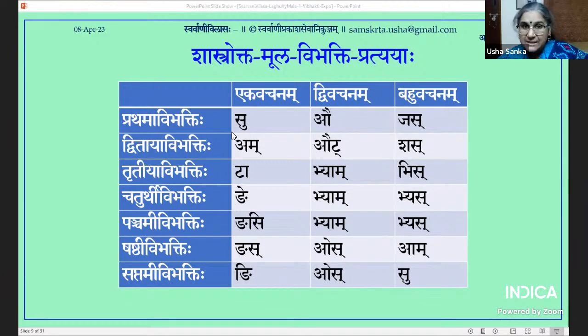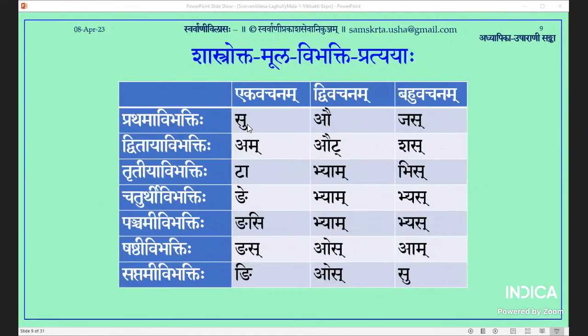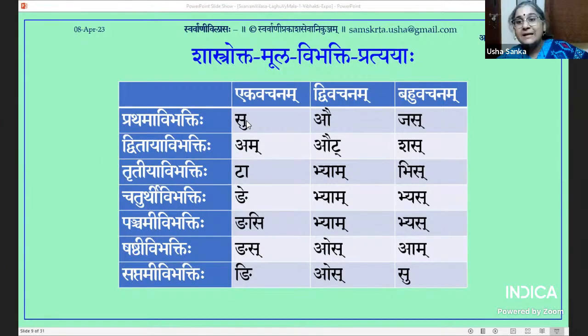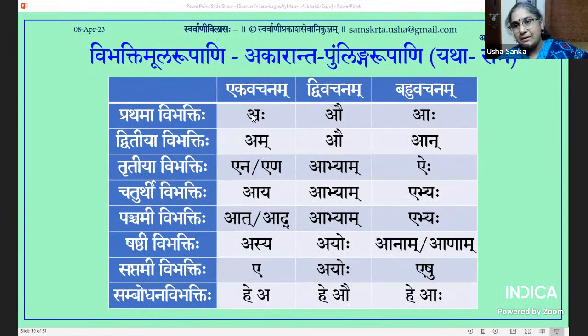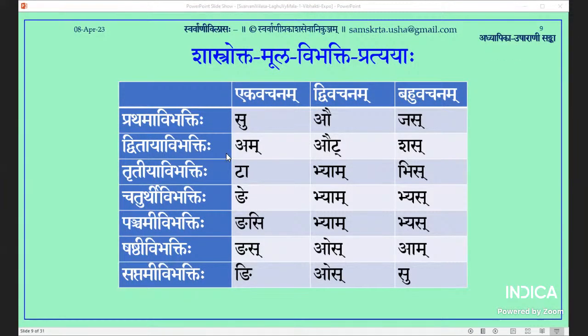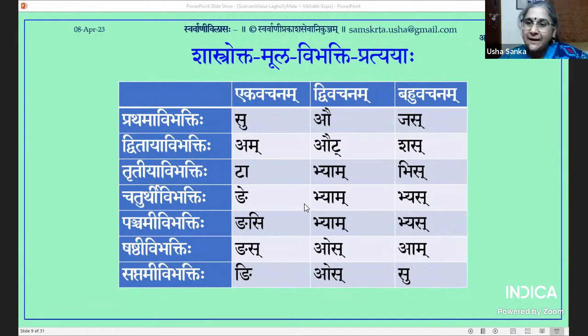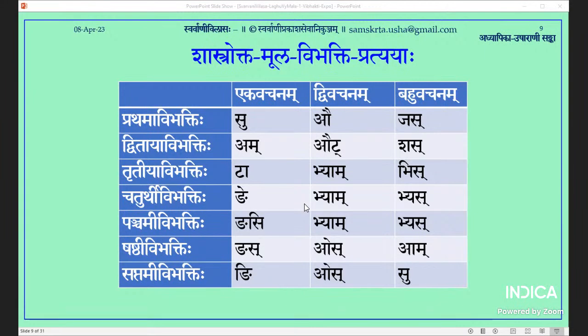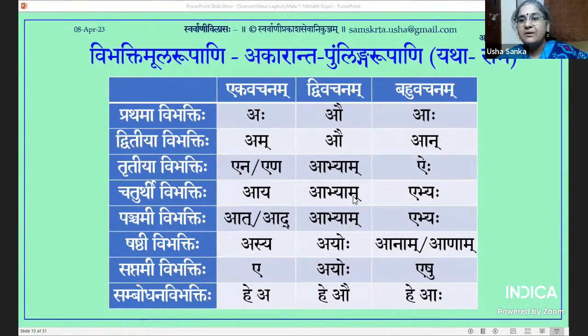So this table changes. Su in the case of Akaranta is becoming aha. Su in the case of Vach will become Vak. The same things will change their forms depending upon three elements: one is Linga, one is Vachana, one is the Varnanta, the Antima Varna. Clear? The same thing you can make for Ikaranta, or for any Halanta. All these you can make.